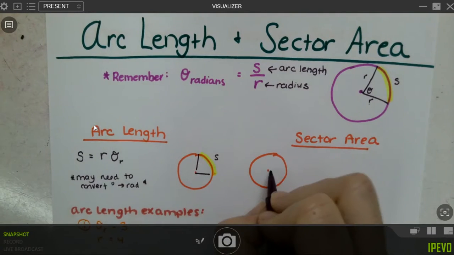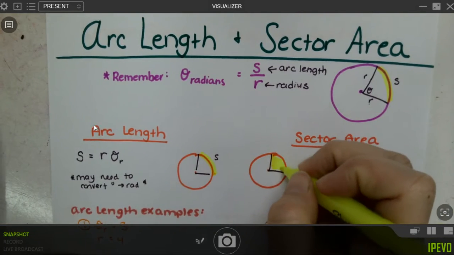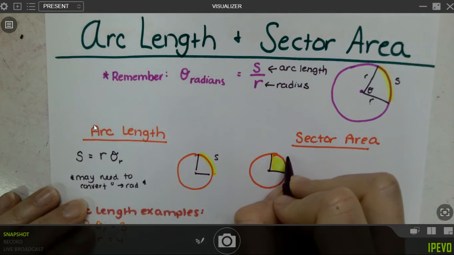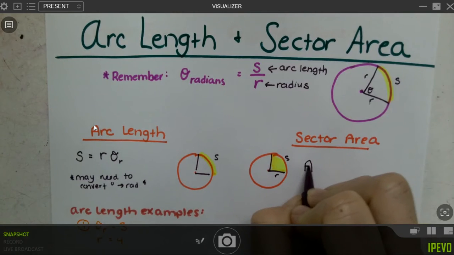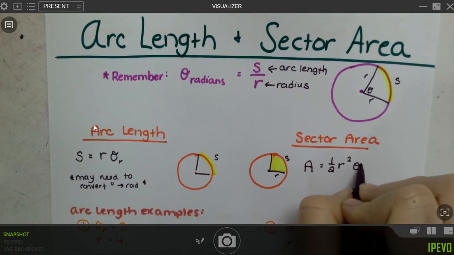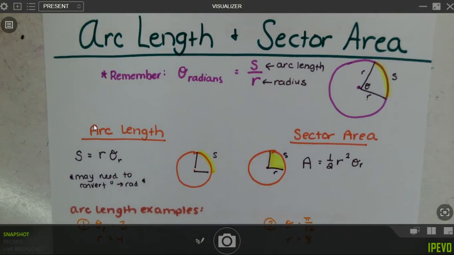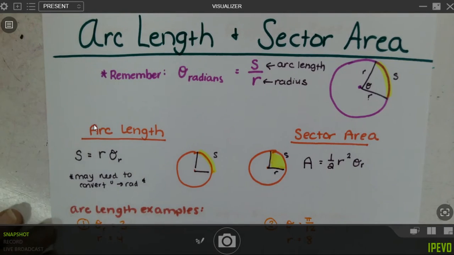Versus sector area, which is basically talking about the area of a section of the circle. So we're not just looking at the outer edge, we're looking at that whole section there. So the area of the sector is 1/2 the radius squared times the measure in radians. And again, you may have to convert between degrees and radians if you're given information in degrees. So those are the formulas. Let's use them.